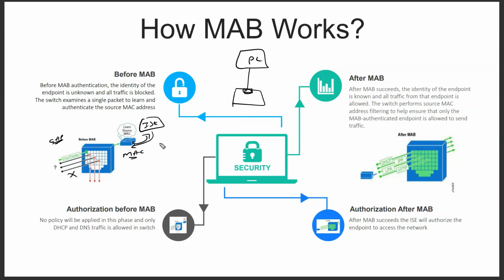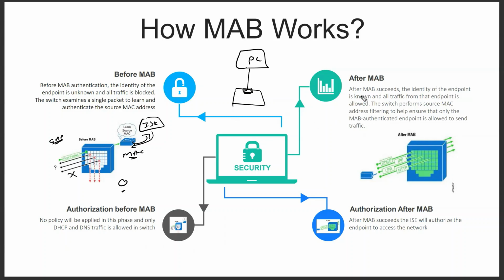So before the MAB, what happens? All the traffic is being dropped, and the switch will learn the MAC address and forward the details to the ISE. Now, the authorization is that no other communication is allowed. It will not get any DHCP address. It will not get any IP address, nothing. It is like zero communication.